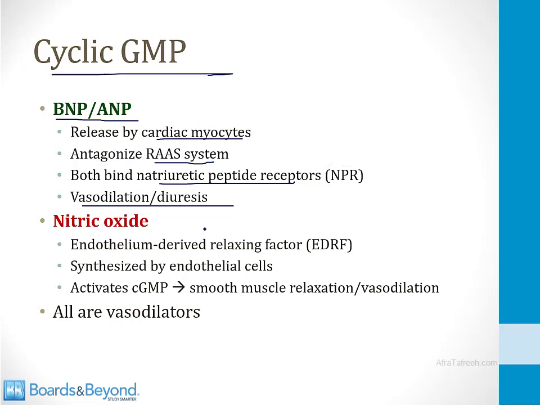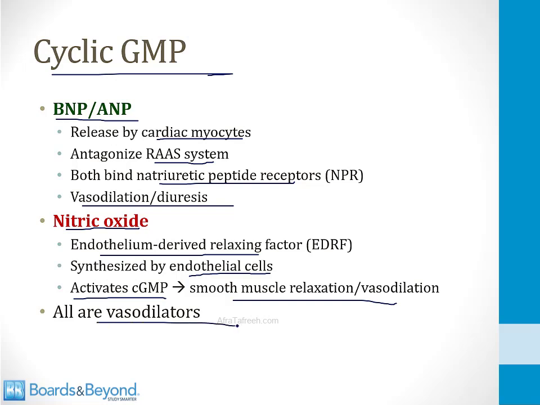The other substance that functions through cyclic GMP is nitric oxide. I discussed this in the musculoskeletal section in the video on smooth muscle, but by way of review, nitric oxide is also called EDRF, or endothelium-derived relaxing factor, and it gets its name because it's synthesized or derived from endothelial cells, and it causes smooth muscle relaxation and vasodilation. And the way it does this is by increasing the levels and activating cyclic GMP inside of cells. So the cyclic GMP system is used only by these substances shown in this slide. If you want a way to remember them in your mind, they're all vasodilators.